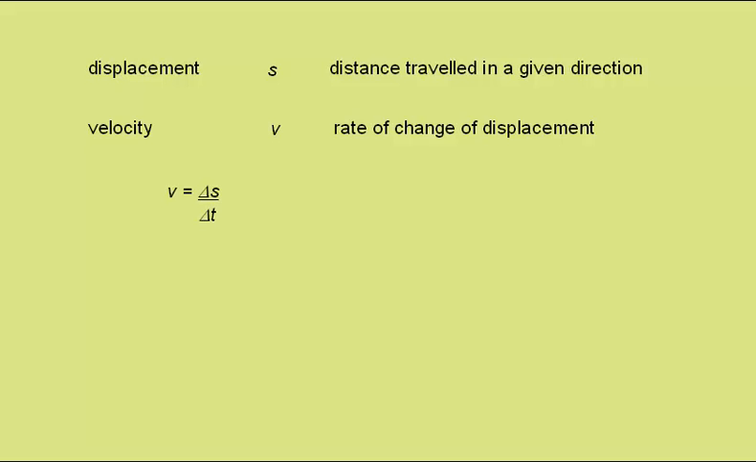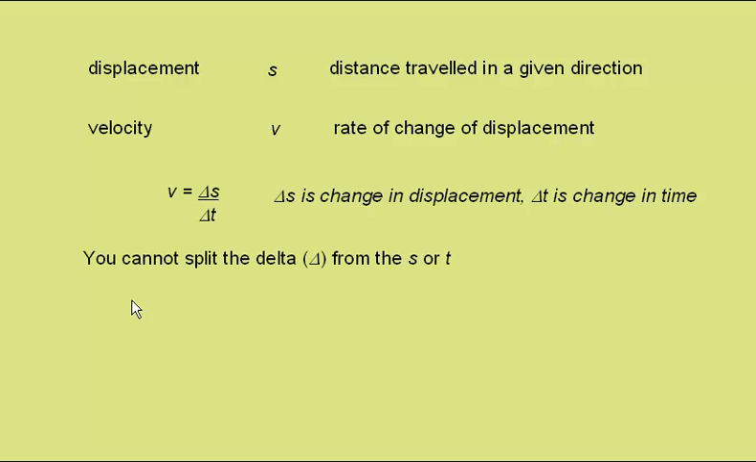We can write that v, velocity, is equal to delta s over delta t, where delta s is the change in displacement and delta t is the change in time. So this basically says in symbol form that the velocity equals the rate of change of displacement, as given by this statement. It's important to note that we cannot split the delta from the s or the t, so in rearranging the equation you would have to move delta s as 1 unit or delta t as 1 unit.